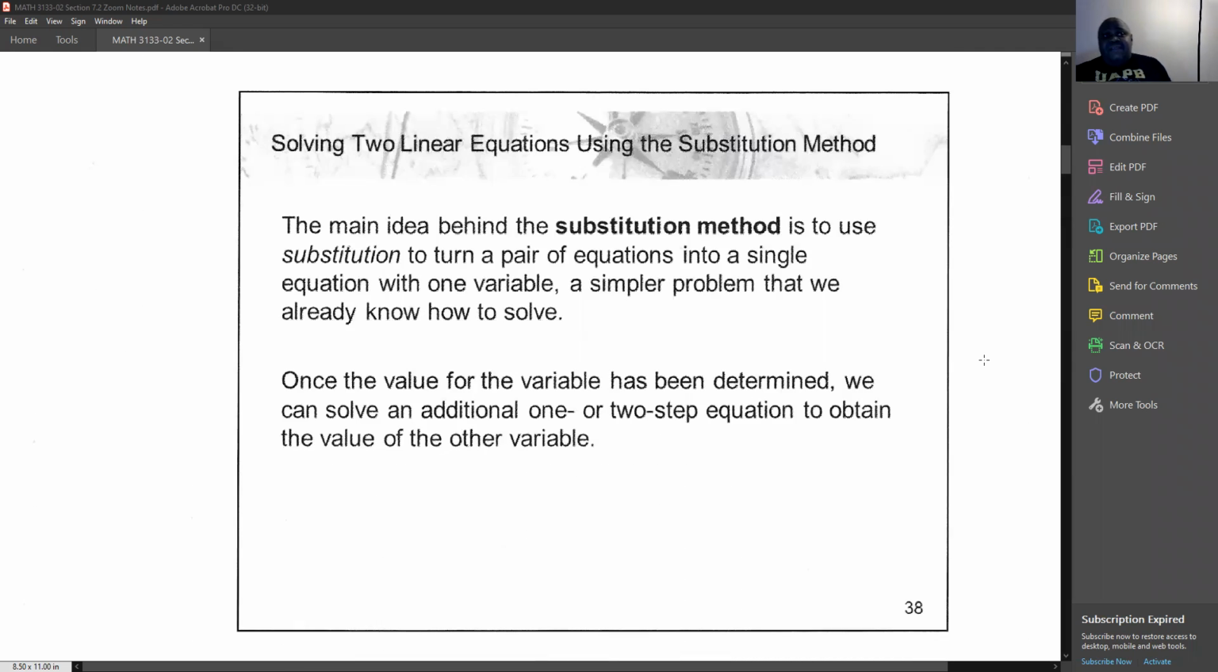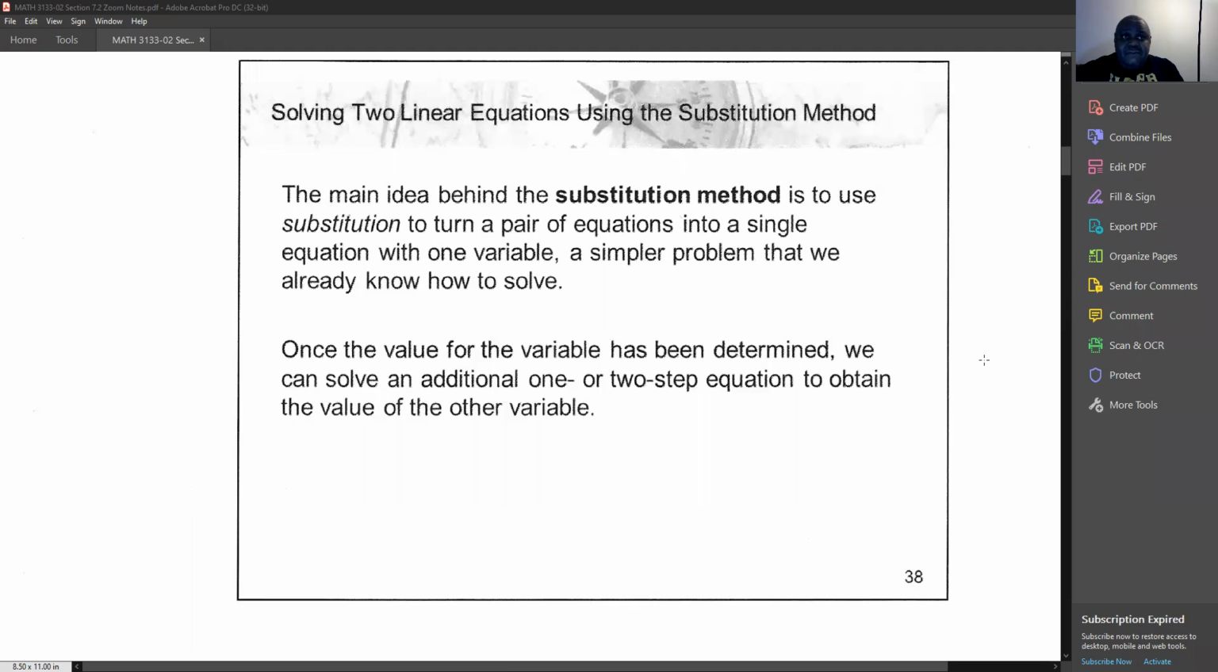All right, the main idea behind the substitution method is to use substitution to turn a pair of equations into a single equation with one variable, a simpler problem that we already know how to solve. Once the value for the variable has been determined, we can solve an additional one or two step equation to obtain the value of the other variable. Actually, we're going to be finding the x value and the y value, which is the ordered pair that satisfies that system of equations.